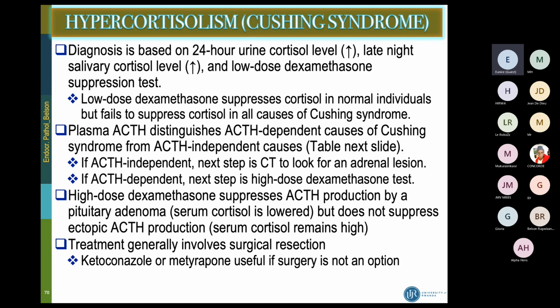So if ACTH independent, next step is to look for an adrenal lesion. Is a CT scan, to do CT scan to look for any adrenal lesion. If it is dependent on STH, next step is high dose dexamethasone test to see if it responds to that. So high dose dexamethasone test is done usually when it is positive. This high dose dexamethasone will suppress ACTH production by pituitary adenoma, and so serum cortisol is lowered but does not suppress it to PS. So these are text to read.